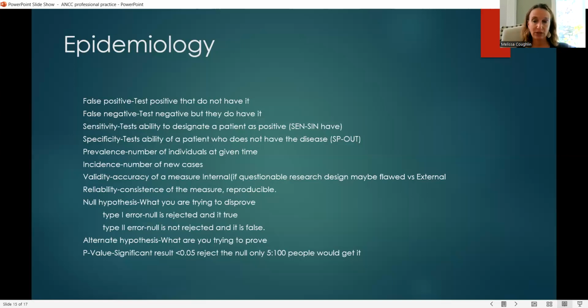Null hypothesis is what you're trying to disprove. You have two types of errors. Type 1, null is rejected and it's true. Or type 2, null is not rejected and it's false. Alternative hypotheses are what you're trying to prove. And the p-value is a significant result when it's less than 0.05.